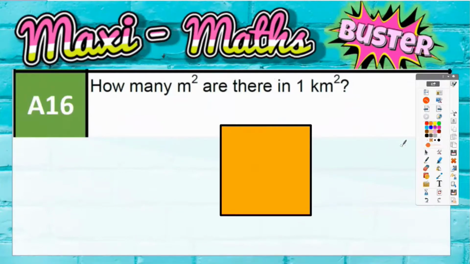Question 16, how many meters squared are there in 1 kilometer squared? Now, what you've got to remember is that there's a very common wrong answer for this, so don't go jumping in, you must think about it. So the wrong answer that people give is this.